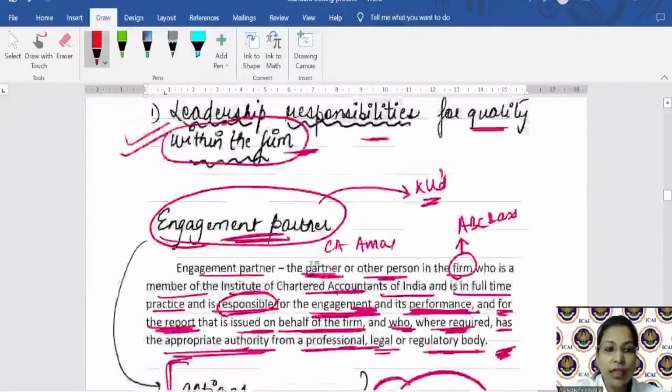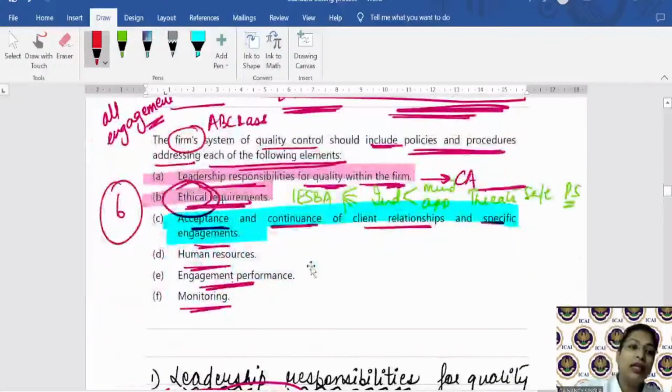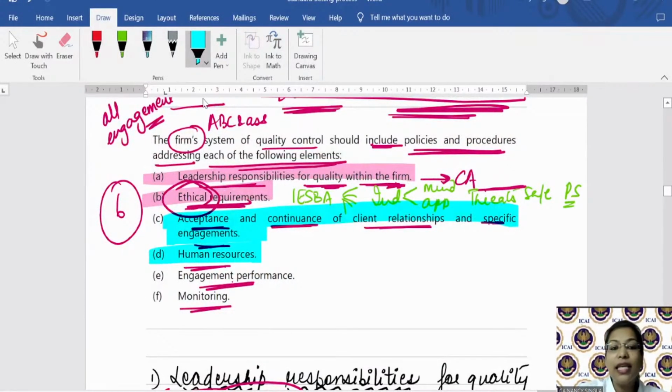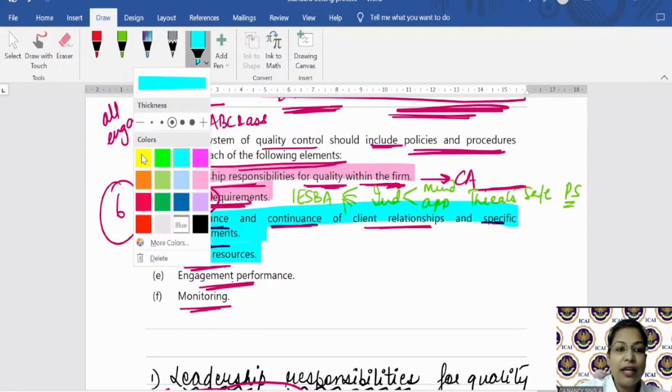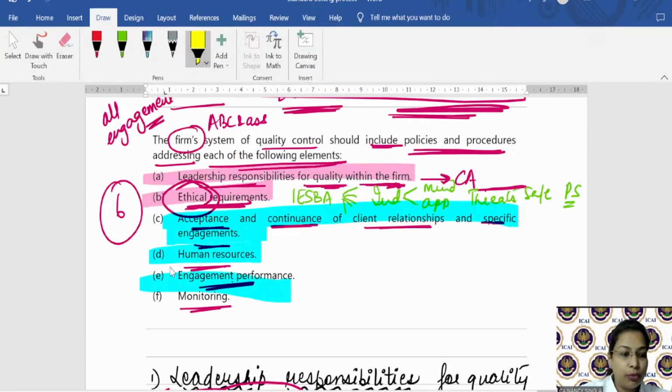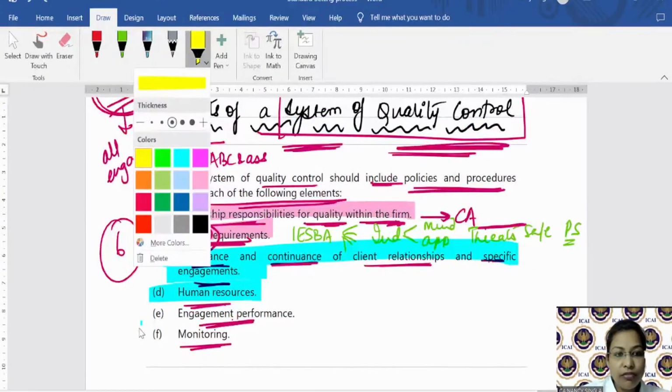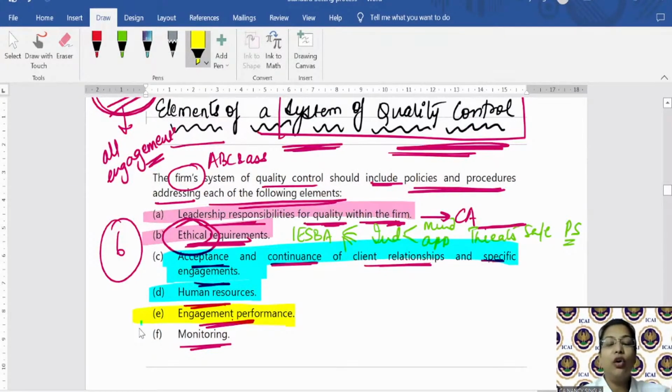So with this we have done the fourth point also. Now is the fifth point, that the audit firm needs to have the policies and procedures with respect to engagement performance. With respect to engagement performance, देखो हमने क्या बोला है, we are saying that we need to improve the quality of the work of the audit firm. तो उसके लिए leadership responsibilities, ethical requirements should be met, acceptance and continuance of client relationship भी देखा, then human resources भी देखा, and then how the engagement is being performed. उसके लिए भी the firm needs to have policies and procedures, है ना, how the engagement is performed.